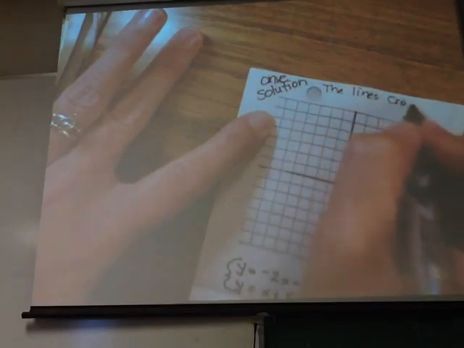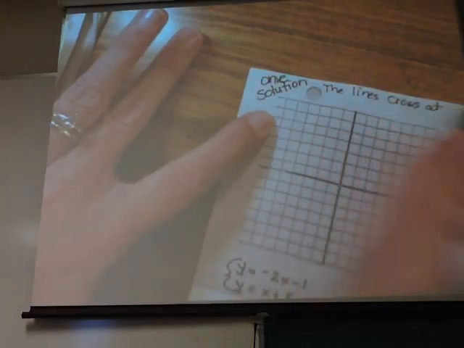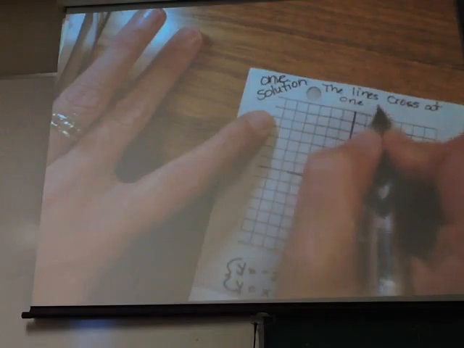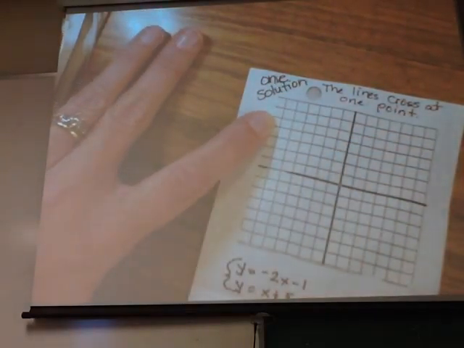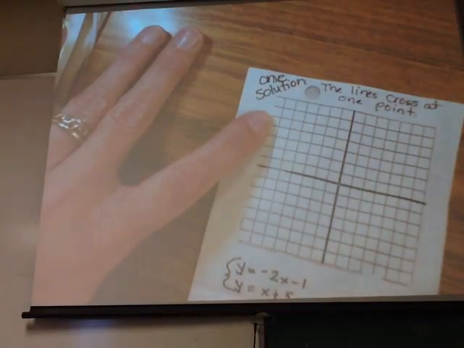cross at one point. That's what that means. We're graphing lines. We're graphing equations. One solution means they do cross at one point.